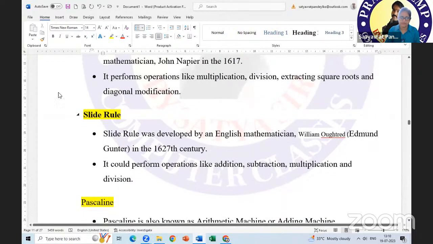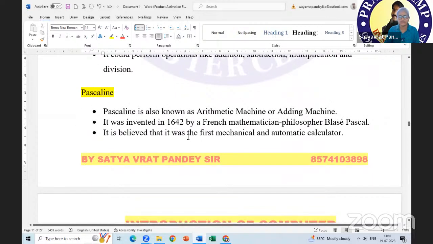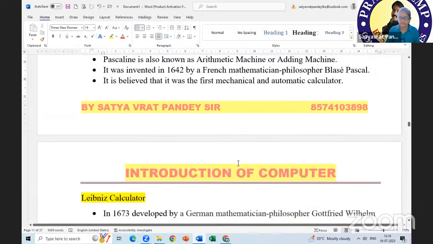Third one is slide rule. Slide rule was developed by an English mathematician, Edmund Gunter, in the 1620s. It could perform operations like addition, subtraction, multiplication, and division. Fourth one is Pascaline. Pascaline is also known as the arithmetic machine or adding machine. It was invented in 1642 by a French mathematician and philosopher, Blaise Pascal. It is believed that it was the first mechanical and automatic calculator.